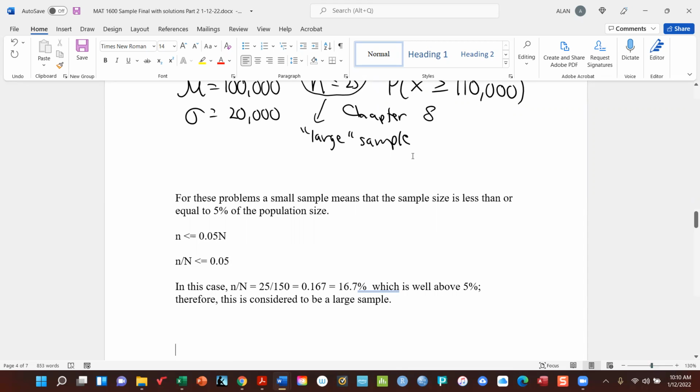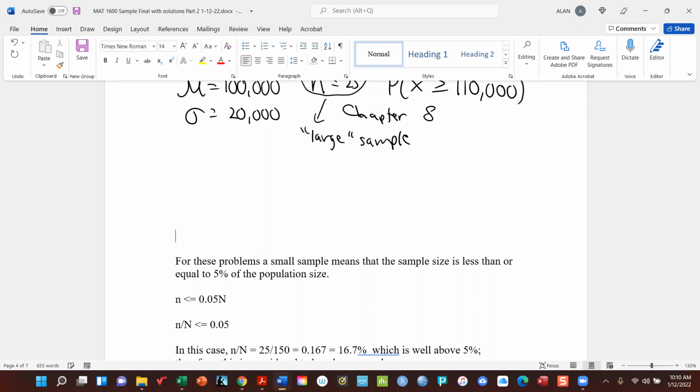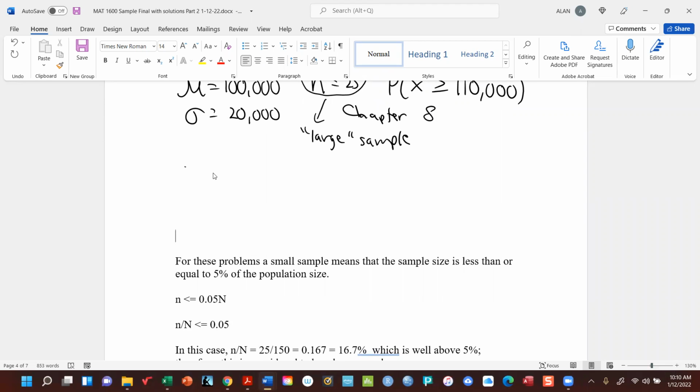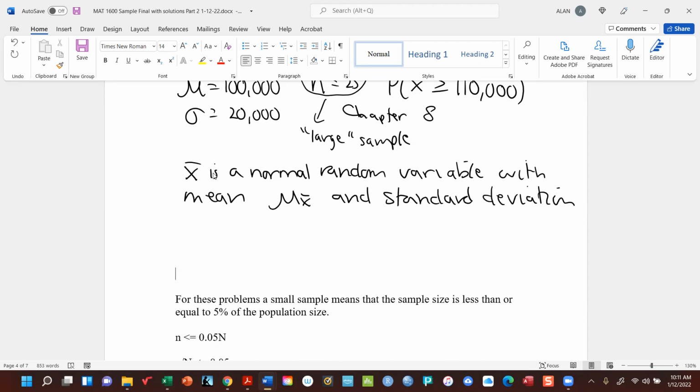So actually, before we even do that, let me just go back to the top here and remind you that X bar is a normal random variable, or at least it's being treated that way, with a mean written as mu X bar and standard deviation, and I'm going to put in parentheses, the alternative name for this is the standard error, sigma X bar. Okay, that's what we need to know to calculate our probabilities.